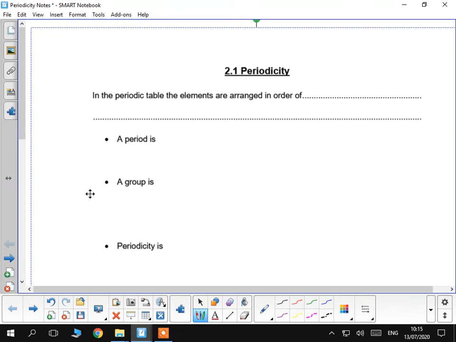This video is about periodicity. In the periodic table, the elements are arranged in order of increasing atomic number. There are horizontal rows in the periodic table, and these are called periods.